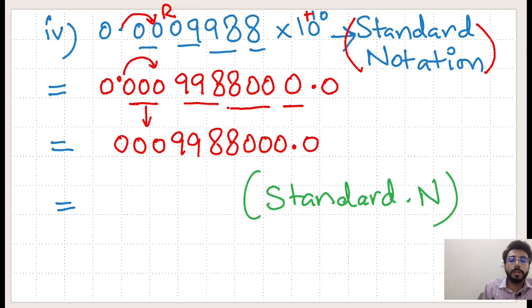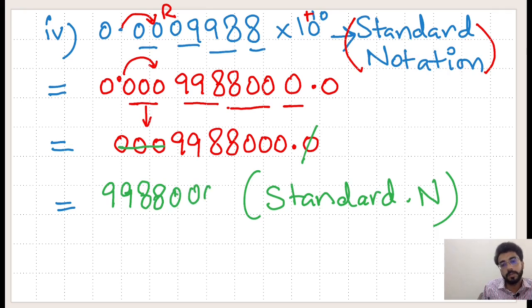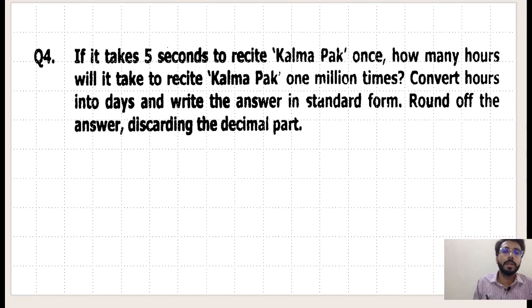As you know that you can also remove this 0 and as well as this 0. The final answer will become 99, 88, 0, 0 and 0. So this is our final answer in standard notation. So move to the next question, number 4.